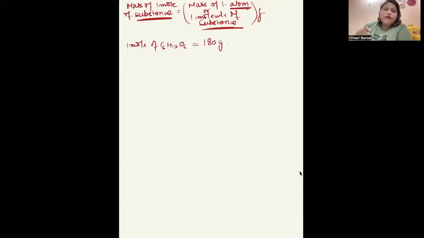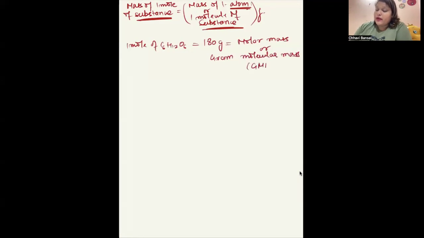This mass of one molecule, 1 mole of a substance, is also called as molar mass or gram molecular mass, means GMM, molecular mass in grams. Okay. This is very important that 1 mole of a substance is equal to its molecular mass or atomic mass in grams. Fine.